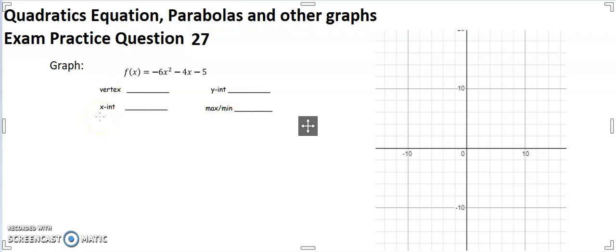Quadratic equation, parabolas and other graphs, exam practice, question 27. So we are going to be graphing the function negative 6x squared minus 4x minus 5.